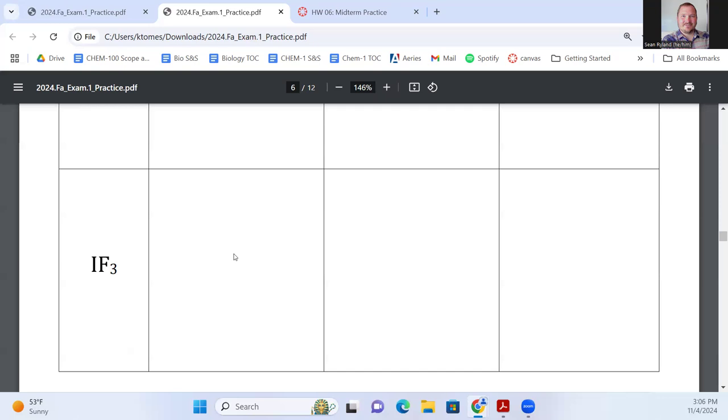What is that shape? T-shaped. It might be more obviously T-shaped if I change where I draw those lone pairs. If I draw one lone pair into the board, one lone pair coming out of the board, that's the same shape I just drew. I just switched some of the things around the middle, right? And then when you erase these, we get this shape.